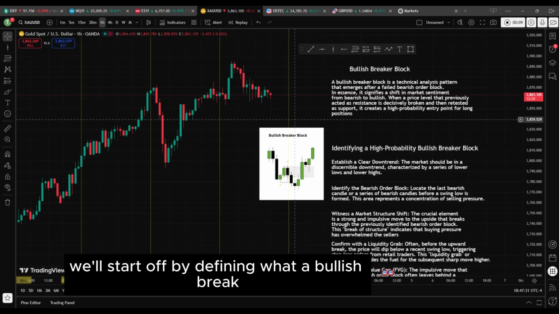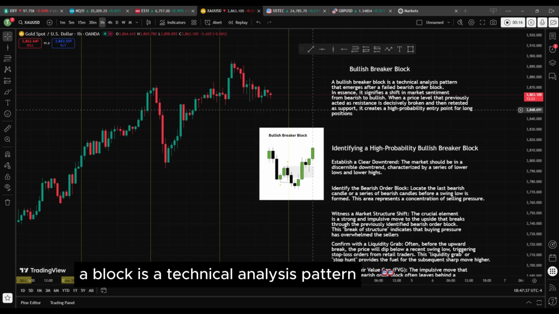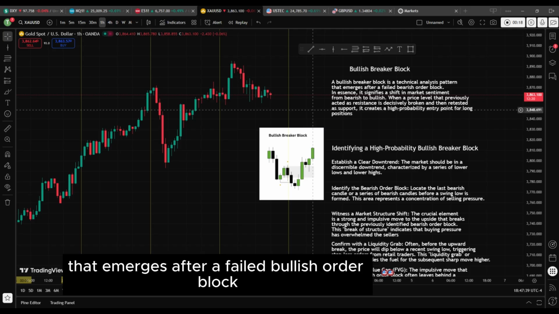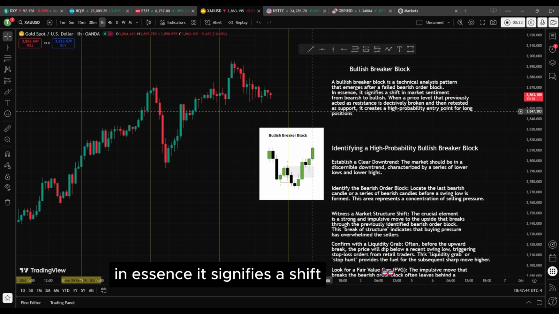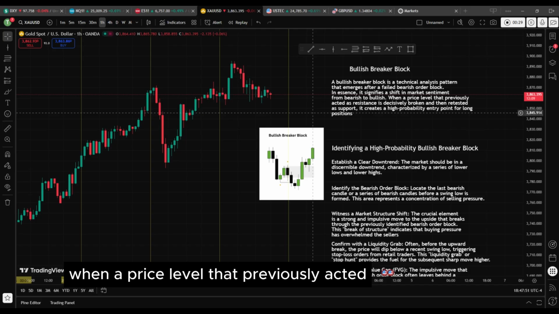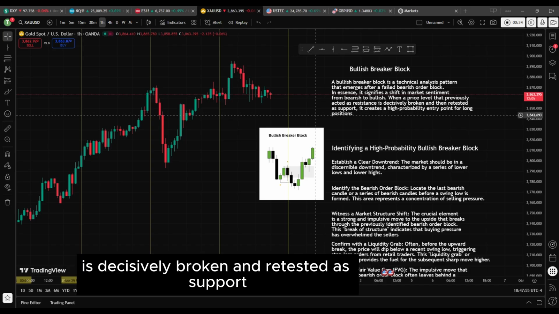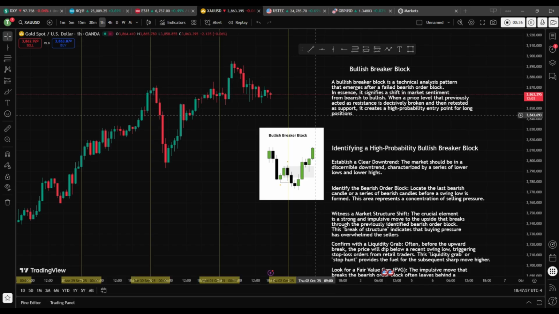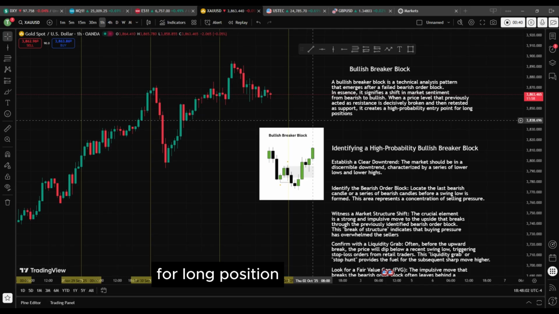So first, we'll start off by defining what a bullish breakup block is. A bullish breakup block is a technical analysis pattern that emerges after a failed bearish order block. In essence, it signifies a shift in market sentiment from bearish to bullish. When a price level that previously acted as resistance is decisively broken and retested as support, it creates a high probability entry point for a long position.